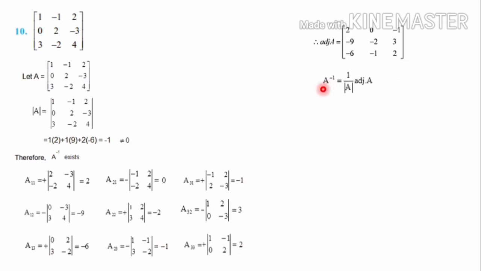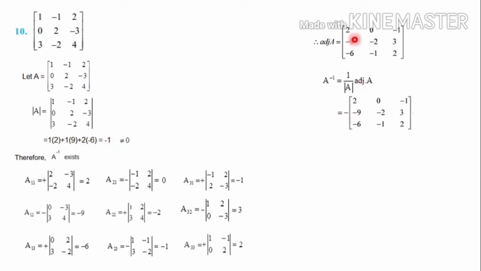Next, A inverse is equal to, the formula is 1 divided by determinant A into Adj A. Just substitute the values, that is 1 divided by determinant A. Determinant A we have got minus 1. So 1 divided by minus 1 is minus 1. So just keep a minus sign outside.